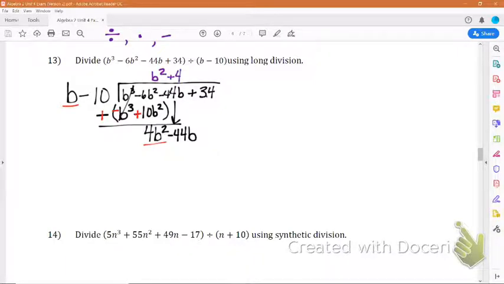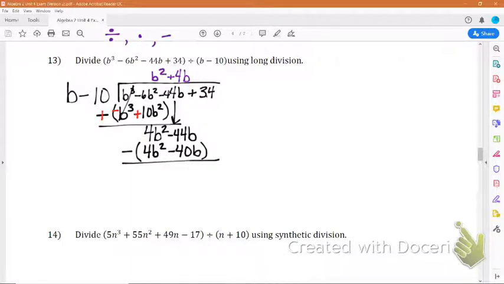And b squared divided by b is b. So my top number is 4b. Don't forget your plus sign because we're multiplying by a positive. Then I'm going to take that 4b and multiply it by both terms out front. So 4b times b is 4b squared, and 4b times negative 10 is negative 40b.